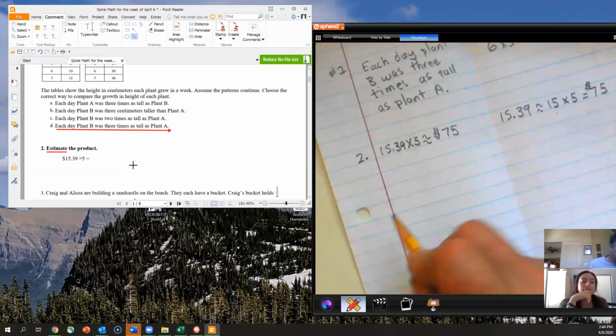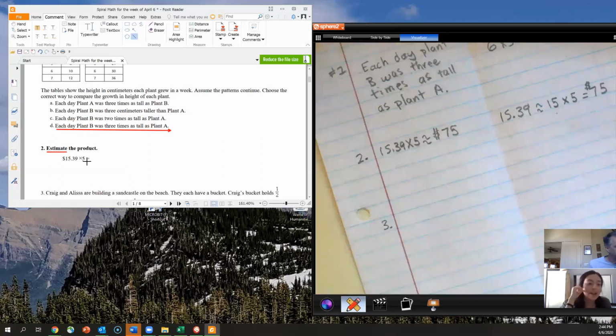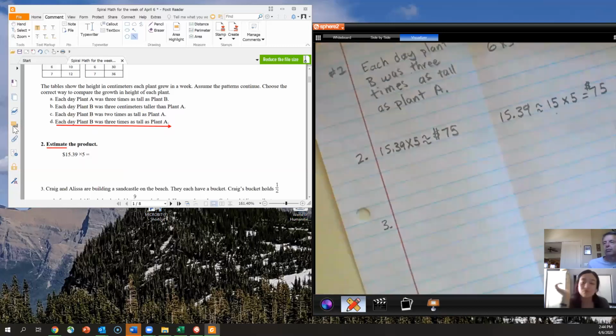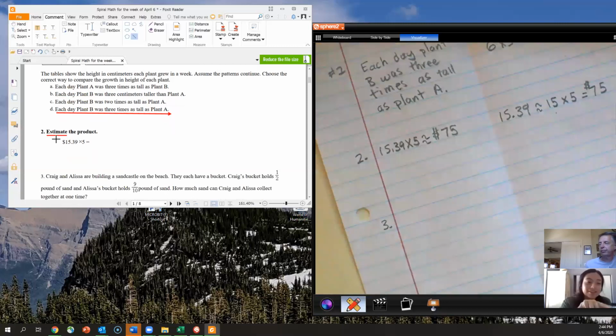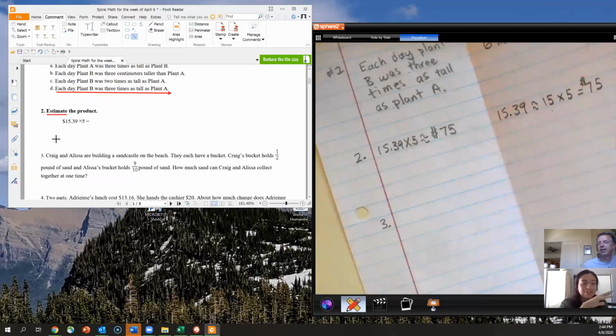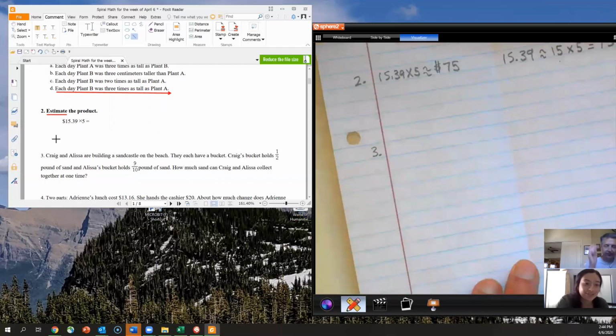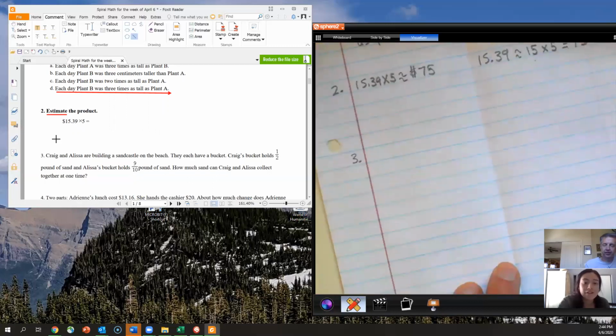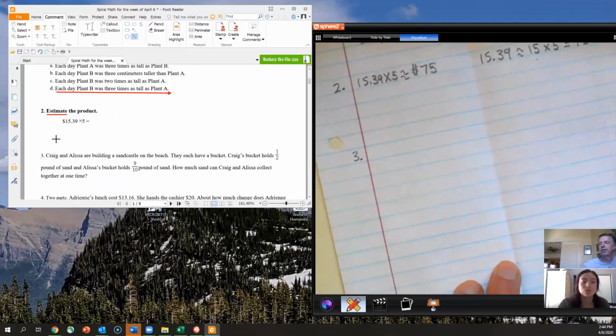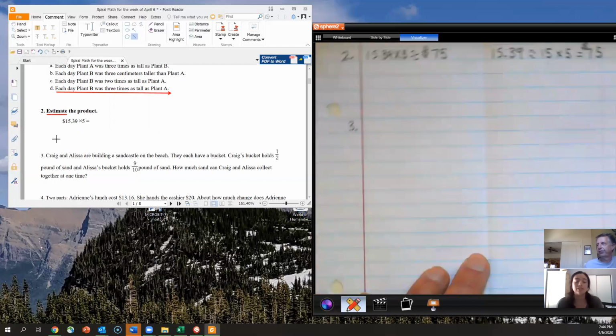All right, number 3 reads, Craig and Alyssa. Craig and Alyssa are building a sandcastle on the beach. They each have a bucket. Craig's bucket holds 1/2 pound of sand, and Alyssa's bucket holds 9/10 of a pound of sand. How much sand can Craig and Alyssa collect together at one time?